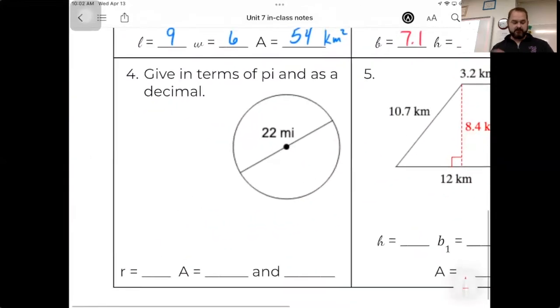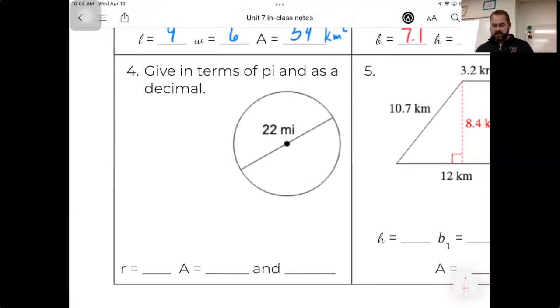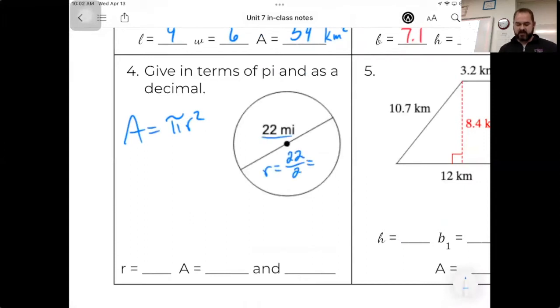On this next one, number 4, this is a circle. I need you to remember the area formula for a circle. Area is pi r squared. If you look at this, you should remember from the last unit, this is actually the diameter. So the radius is 1/2 of that, which would be 11. So I'm going to do pi times 11 squared.